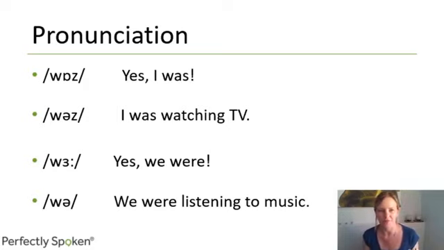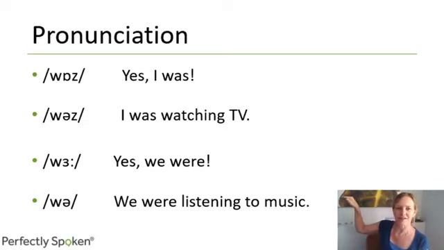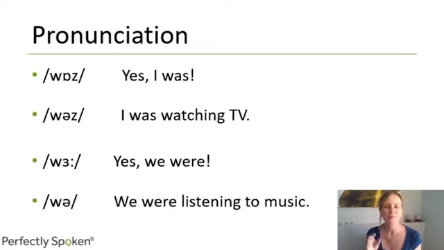I was watching TV. Okay, and now let's look at the other example, the last one. We were listening to music. Do you notice the auxiliary verb were is pronounced w? We were listening to music. Because the most important words are we, listening, and music.